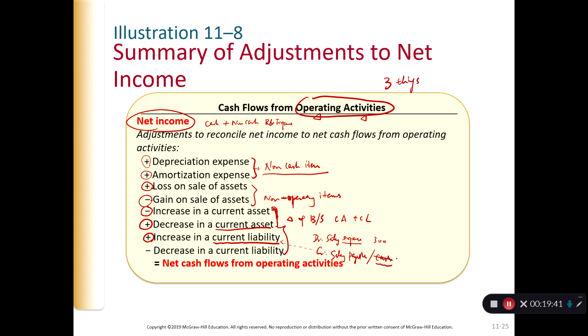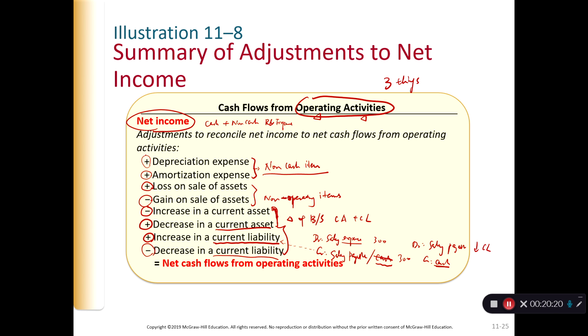Therefore, in another way, to translate this number back to a cash basis, we have to add that $300 back because it's an increase in current liability. And the same thing when there's a decrease in the current liability. That means we use cash to pay off the liability, such as we debit salary payable and credit cash. So by journaling this, you definitely have a decrease in current liability, and your cash is also decreased. Therefore, you want to subtract it.